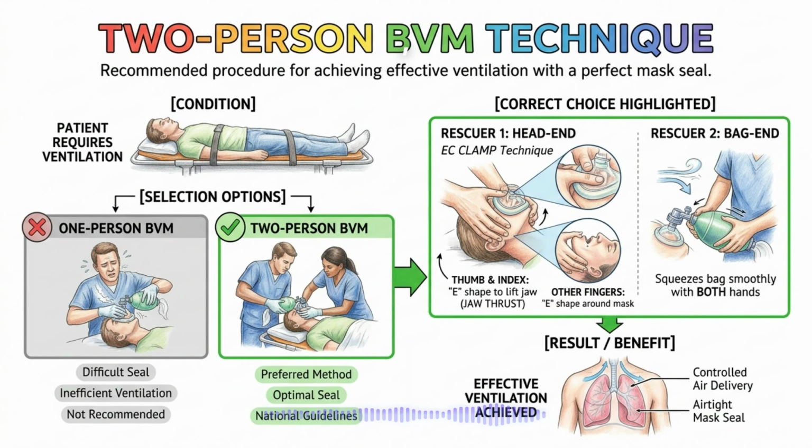One rescuer uses both hands to hold the mask tightly against the face using the EC clamp technique, while the second rescuer uses two hands to squeeze the bag smoothly. The EC clamp technique involves using your thumb and index finger to form a C shape around the mask, while your remaining 3 fingers form an E shape to lift the jaw upward.